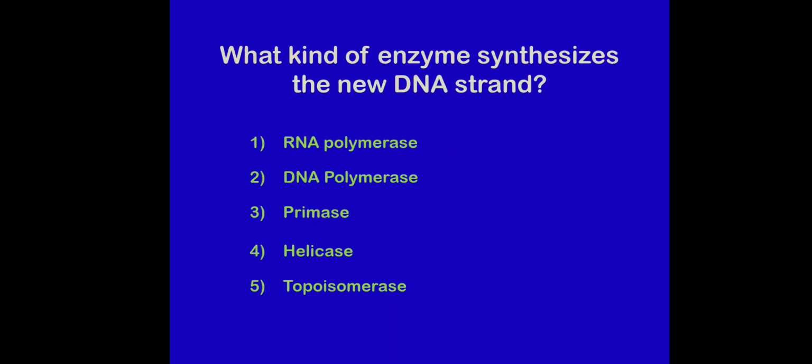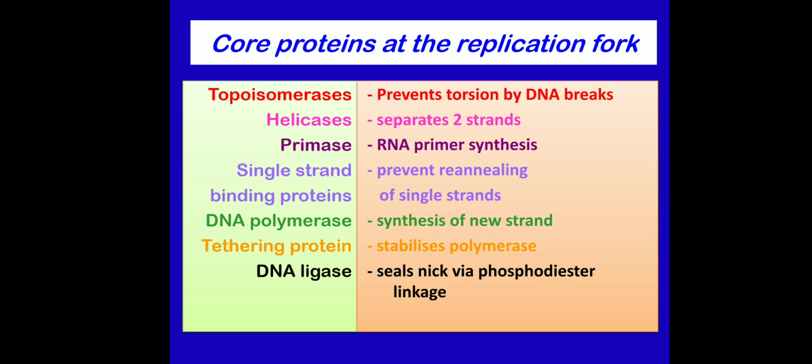So next, we use some enzymes for the synthesis of new DNA strands. Those enzymes are RNA polymerases, DNA polymerases, primase, helicase and topoisomerases. These are the core proteins involved in the replication fork.